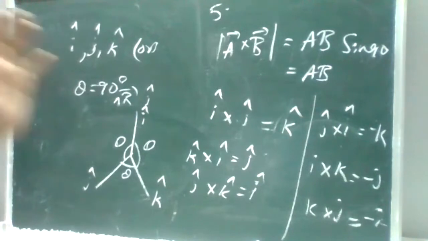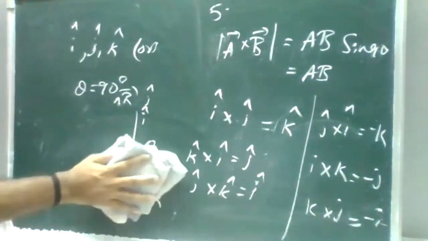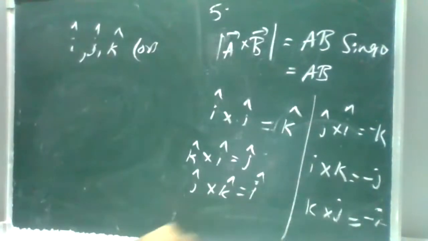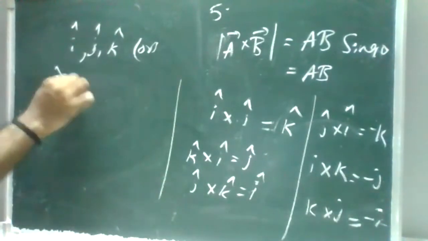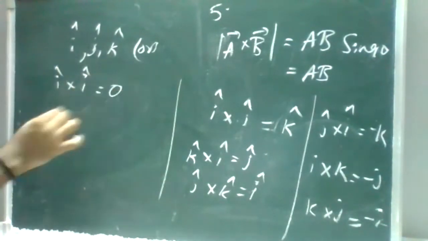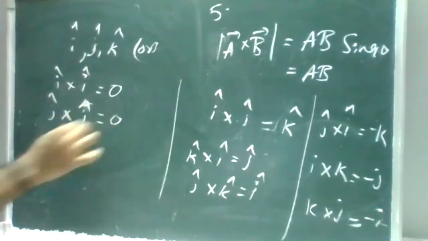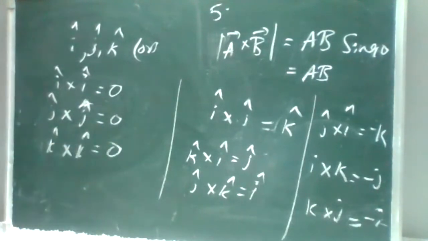Suppose both vectors are in the same direction. Then it will be sine 0 degrees, and sine 0 is nothing but 0. So i cross i is equal to 0, j cross j is equal to 0, and k cross k is equal to 0. When both vectors are in the same direction, it will be 0.